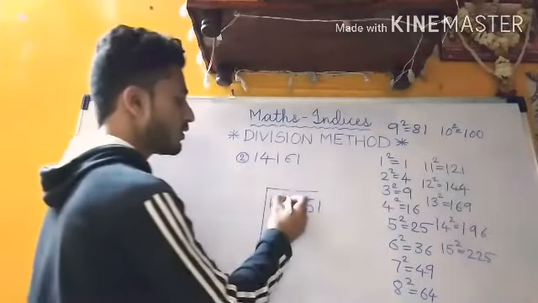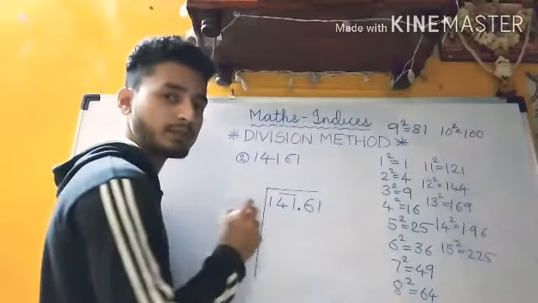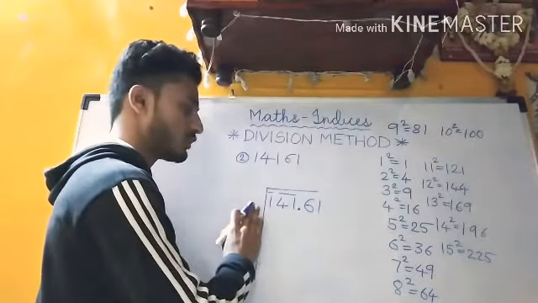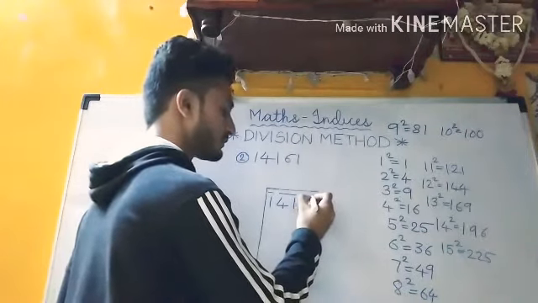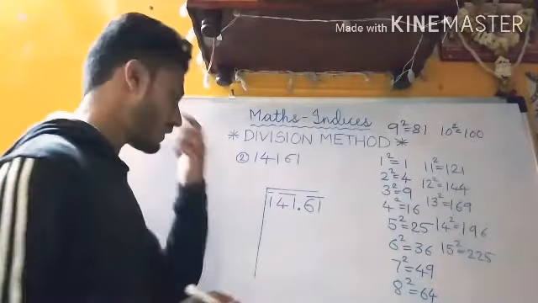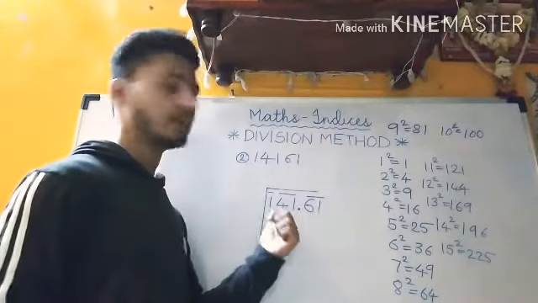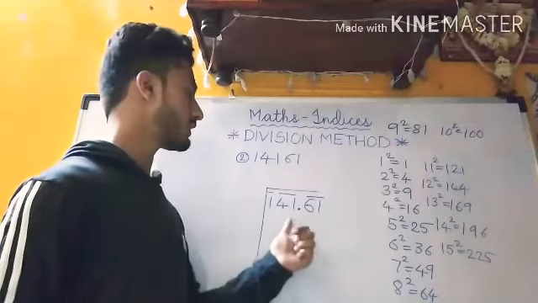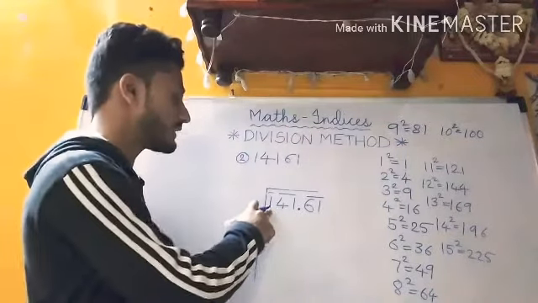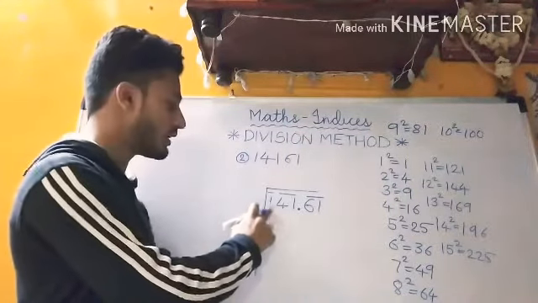So 4 and 1 will make one pair, and this 1 will remain as it is. It will have its own pair, and 6 and 1 will form another pair. Now we will start solving the sum. First we'll check the first number, and it is 1. It is alone.